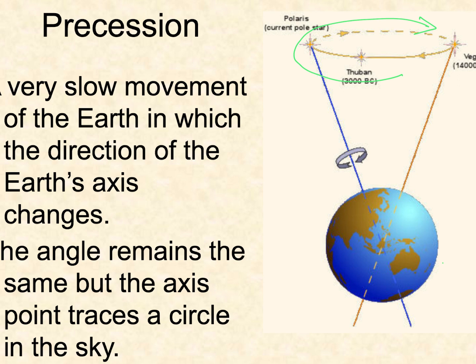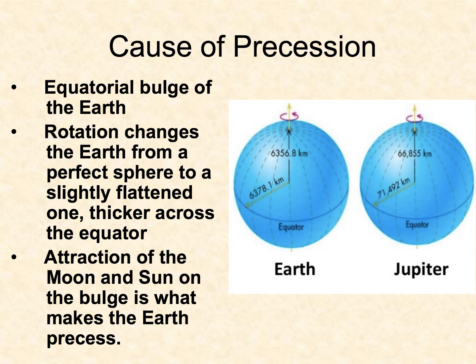It was Thuban 3,000 years ago, it's Polaris now, and it will be Vega in another 12,000 years. This wobble is called precession. The amount of tilt is still the same 23.5 degrees, but the direction that the angle is pointing changes. The reason for this wobble is that Earth is not a perfect sphere.